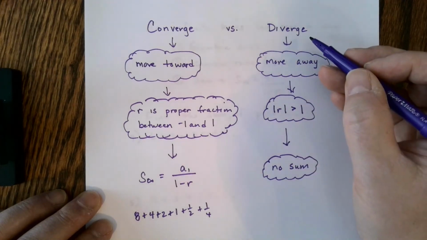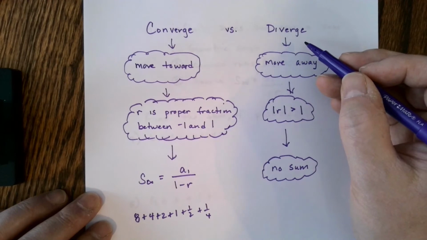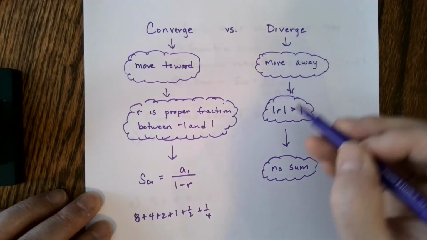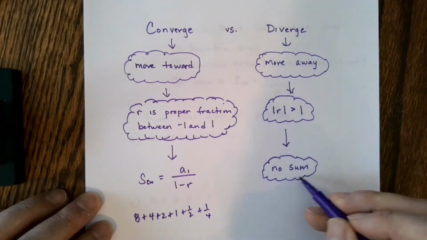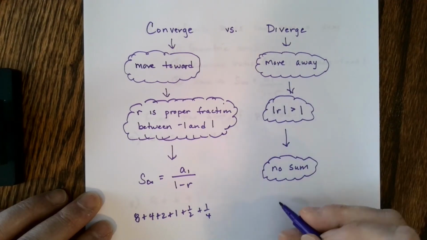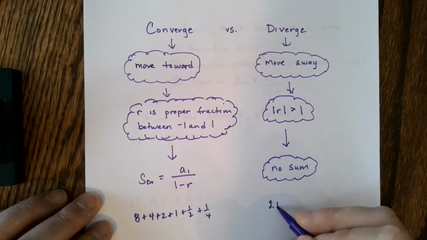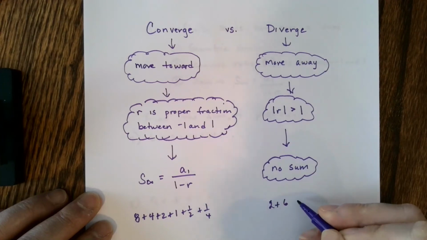This other type of series is called a divergent series. It means we're moving away. My r value, or my common ratio, is greater than 1, and we have no sum here. An example of that would be like example number 2 from just a few moments ago.